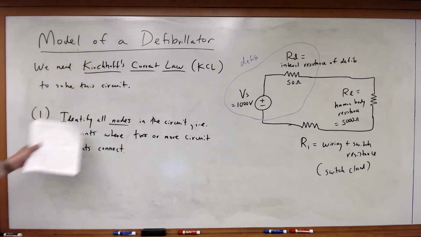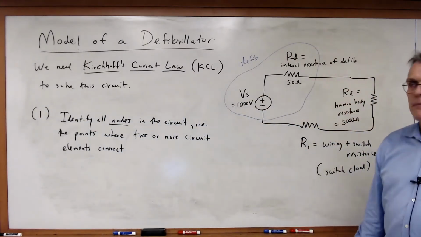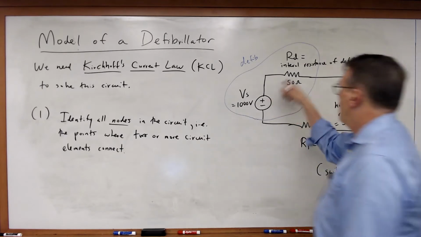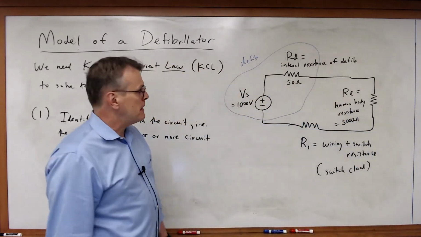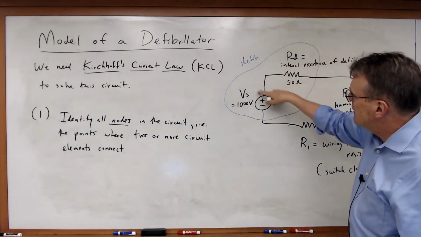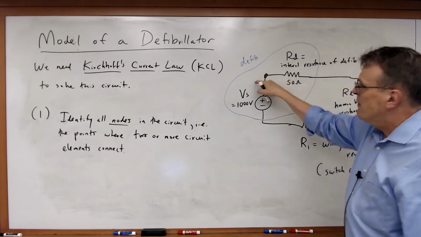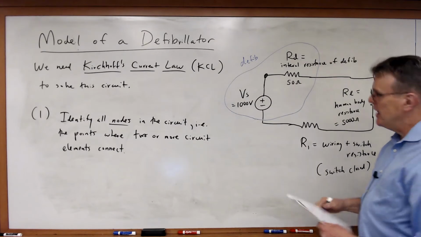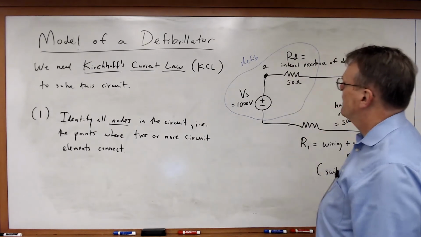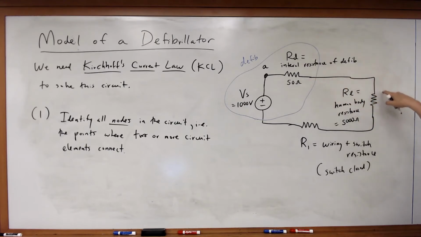Okay, so how many nodes do we have in this circuit? Well, how many places do we have where two elements meet? Well, voltage source Vs and RD. Notice I've got a wire that connects those two elements together. That's a node. And I'm going to label this and call this A. What about here? I've got a connection from this resistor RD over to RL. This is a second node. I'm going to label that and call that B.